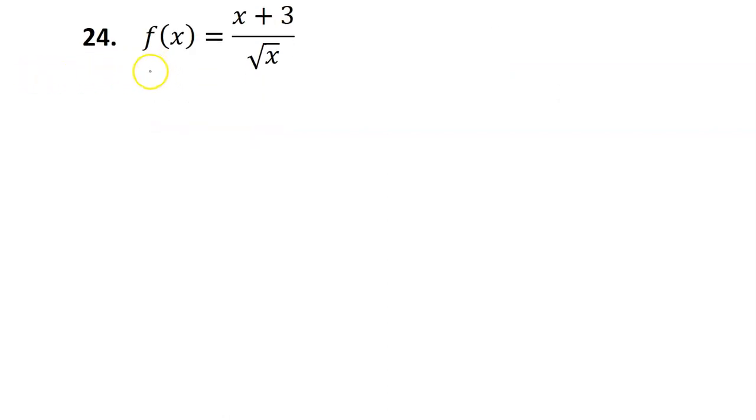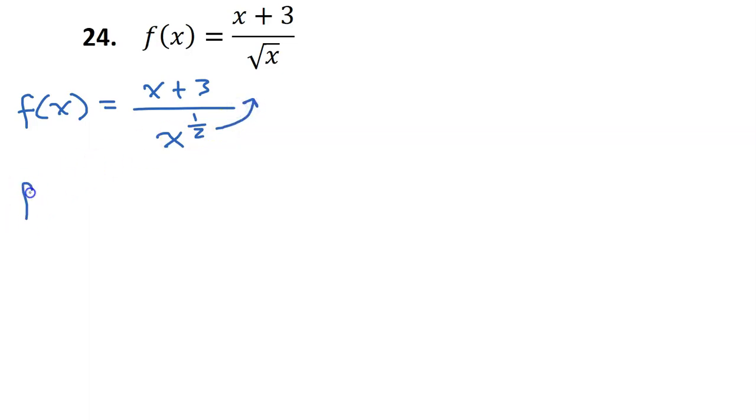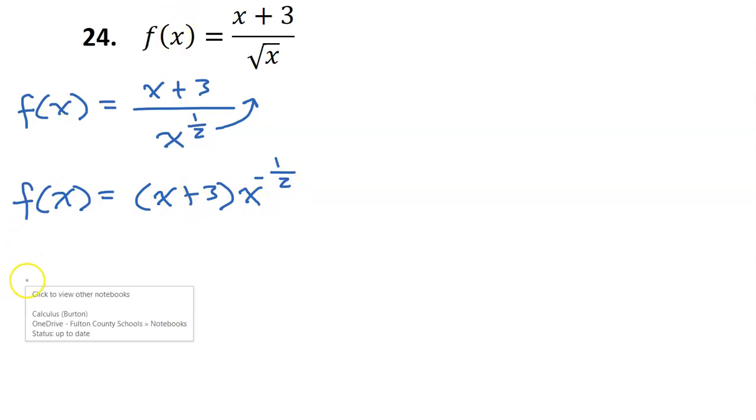Before we take the derivative of f of x, let's rewrite it a little bit to make it easier. First of all, the square root of x is the same thing as x to the 1/2 power. But wait, that's not all. Let's take this x to the 1/2 power and move it out of the denominator. So then we have f of x is equal to x plus 3 times x to the negative 1/2 power. Now we can start doing the first derivative.